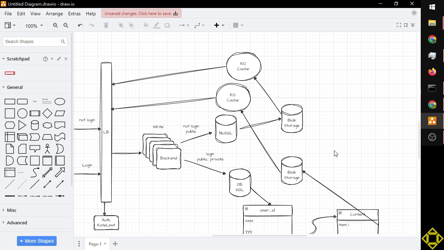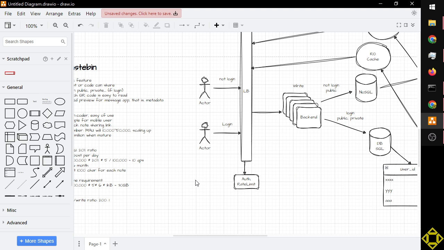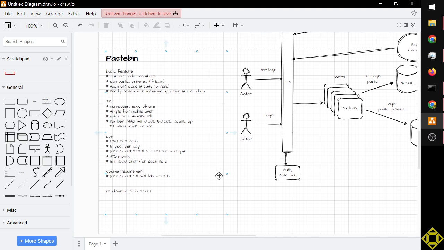But of course, if we are using this, our cost will be higher for the user trying to fetch this. But luckily, our assumption of the volume requirement is relatively small. So I think the cost will be manageable.